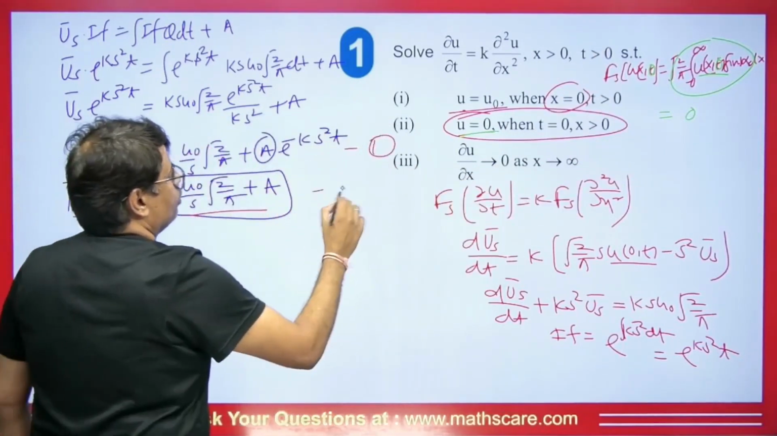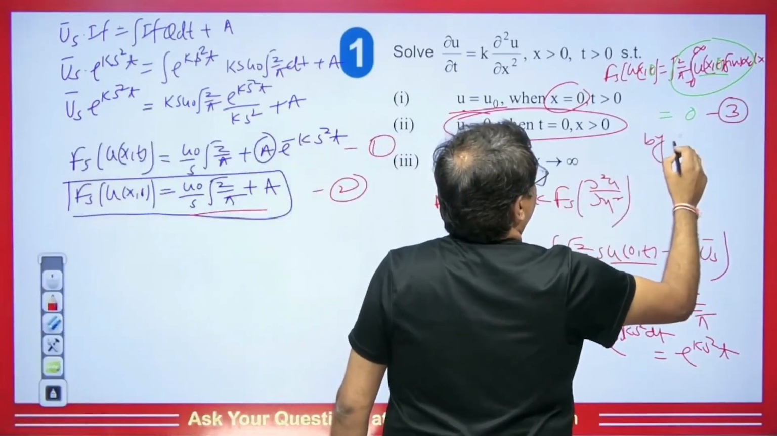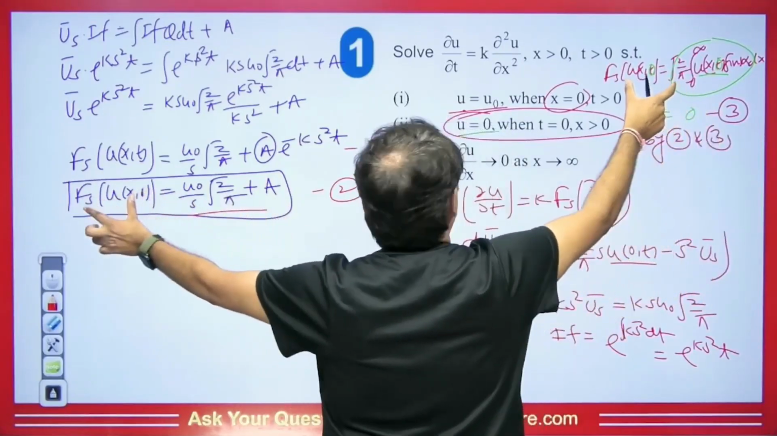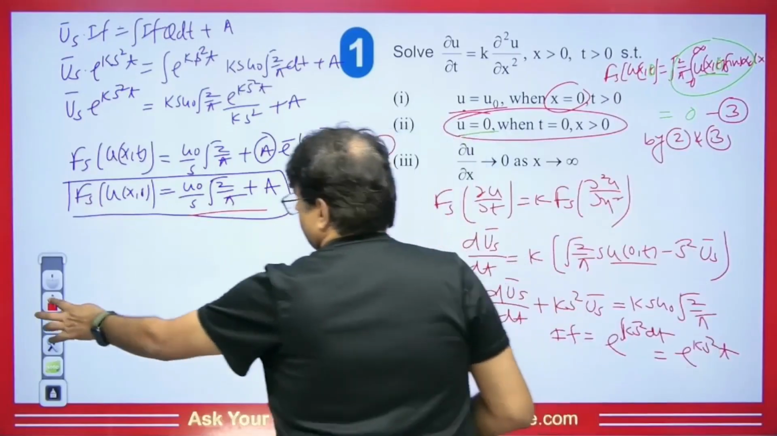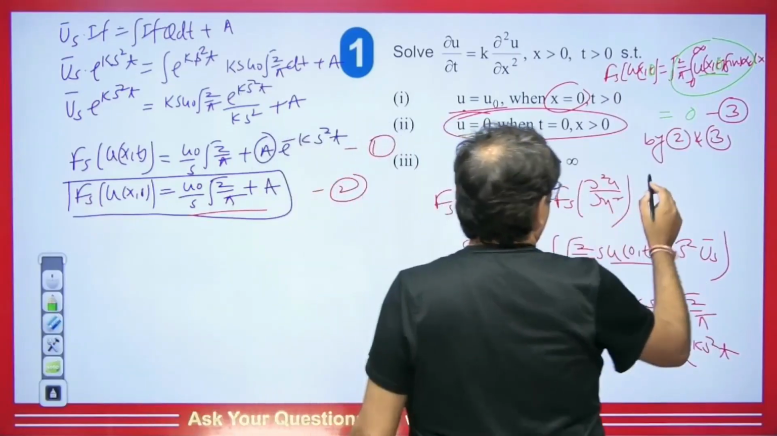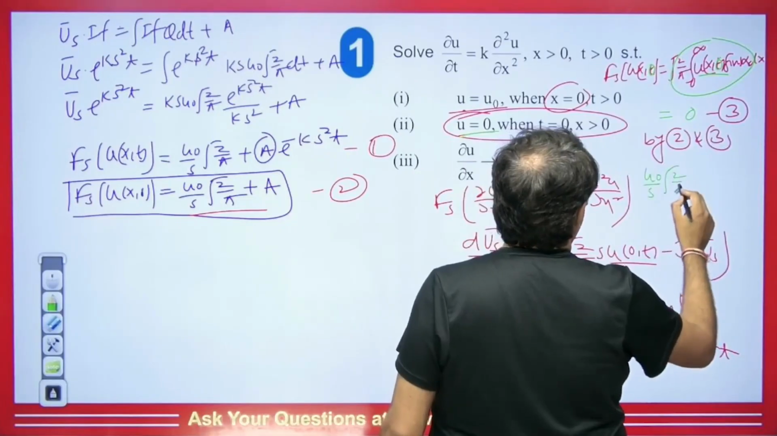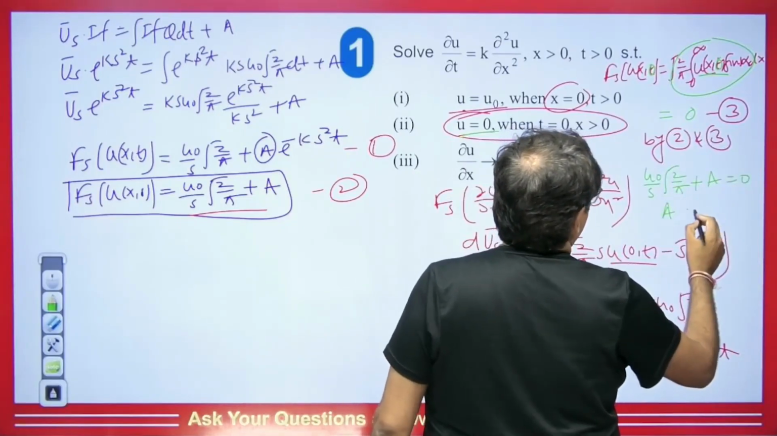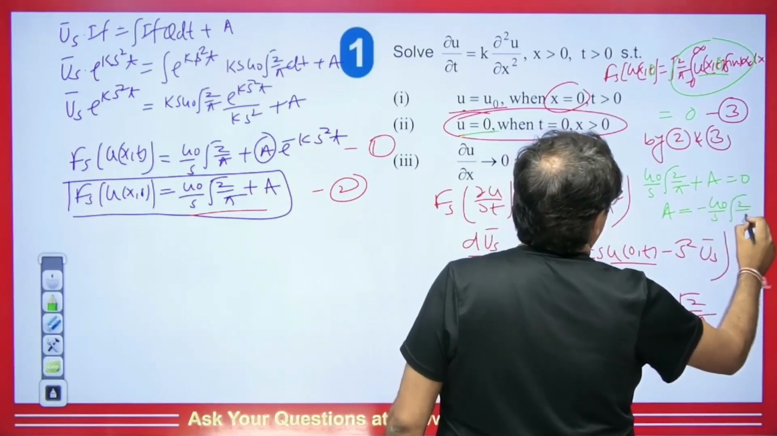We will consider this as equation 1, let's take this as 2, and this as 3, right? So from 2 and 3, if we take this value and this value, which are equal to each other, they will also be equal to 0. If you solve it, what do we get here? u0 upon s root of 2 by pi plus a is equal to 0. So the value of a will be minus u0 upon s root 2 by pi.